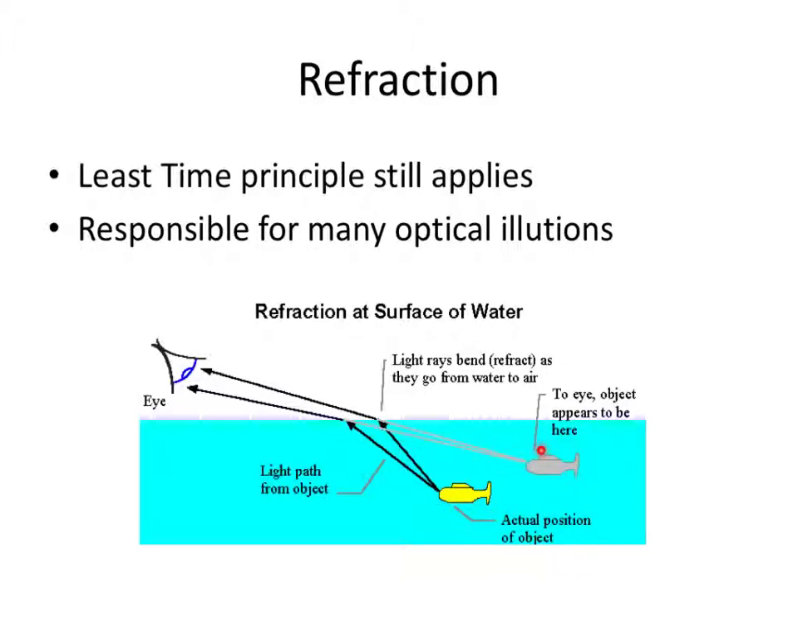And the reason why is because your eye tends to follow back the rays of light in a straight line. So it looks as though the object is here, where in fact the object is really here. Maybe you've been in a boat, you look down at the bottom, and if the water is clear, it may actually look shallower than it actually is. Once again, refraction is responsible for that illusion.